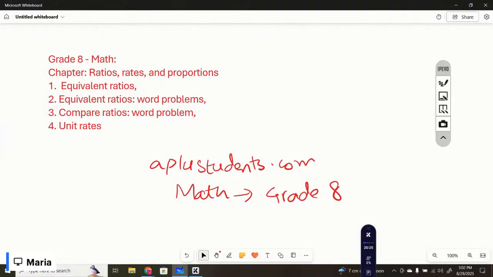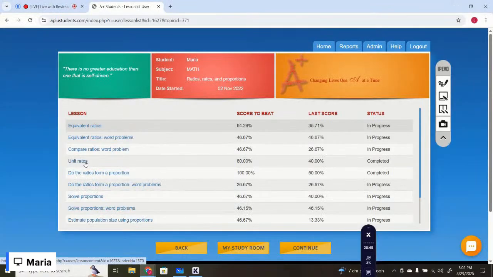The lessons we're going to cover today are equivalent ratios, word problems, compare ratios, word problems, and unit rates. Let's just start with the lesson equivalent ratios.